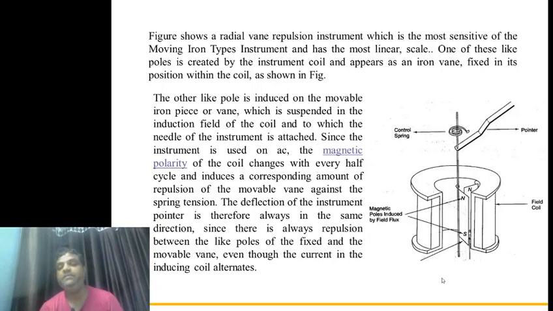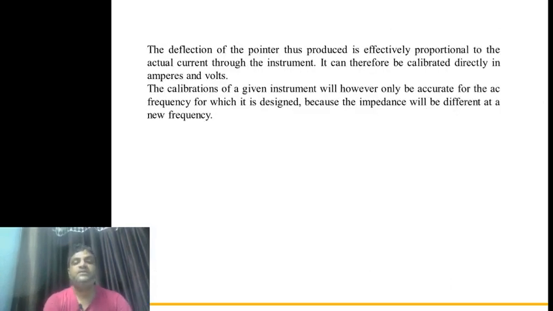That is basically the beauty of this particular arrangement. And we know the function of this spring. I already explained there are three types of forces: controlling force, deflection force, and damping force. So this control spring is used for controlling force. The deflection of the pointer is thus effectively proportional to the actual current through the instrument. It can therefore be calibrated directly in amperes and volts.